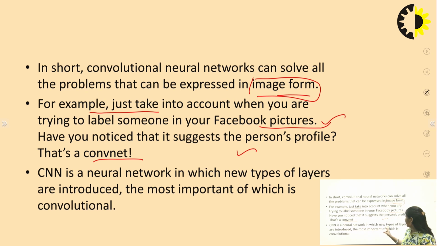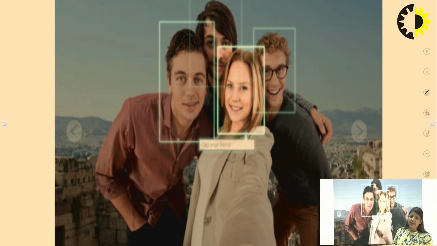So CNN has different types of layers introduced, the most important of which is the convolution layer. The first layer is convolution, which is very important to filter the image. This is an example: we have a picture or image with different faces in it. How can we recognize who these different persons are? To recognize them, we just have to tag the faces, and by tagging the faces the features can be extracted and matched with the database, and we can identify each and every person in this image.